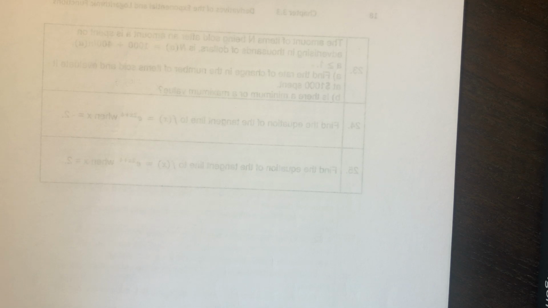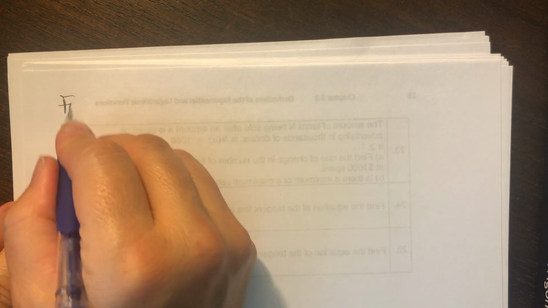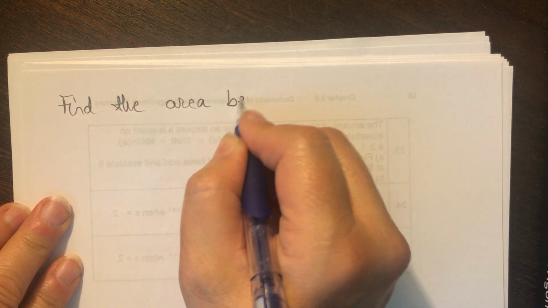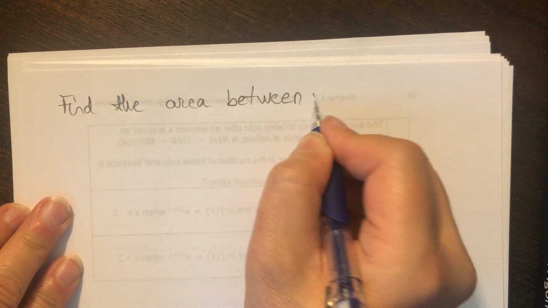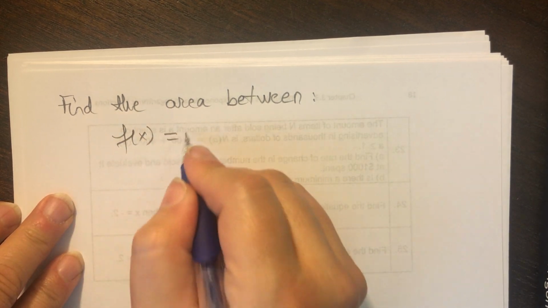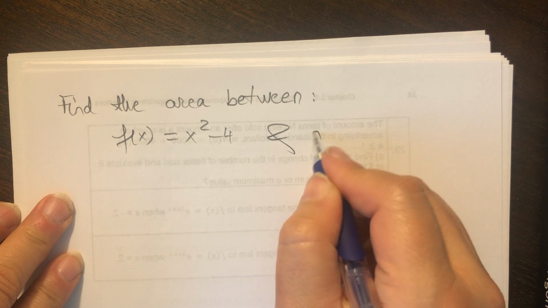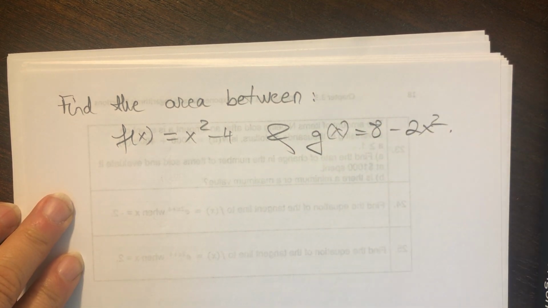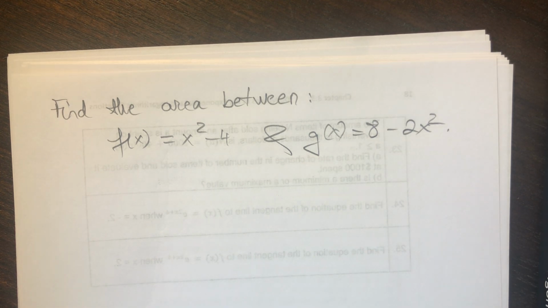All right, let's try another one. And this time, I'm just going to give you the third situation, and I'm just going to ask you to find the area between, and I'm not giving you limits of integration, f of x is equal to x squared minus 4, and g of x is equal to 8 minus 2x squared. So that tells you that they're crossing, yes? And you have to find the area between the crossing points.